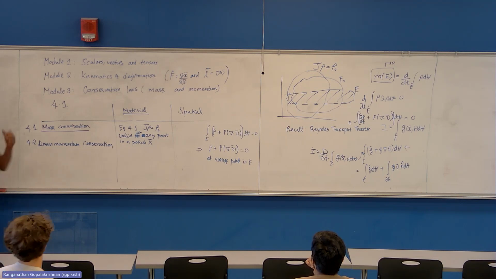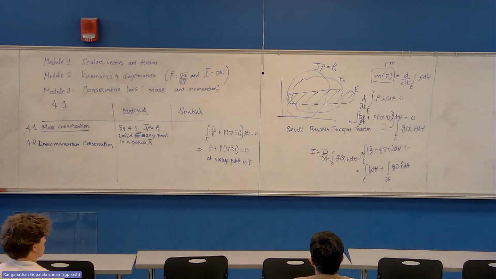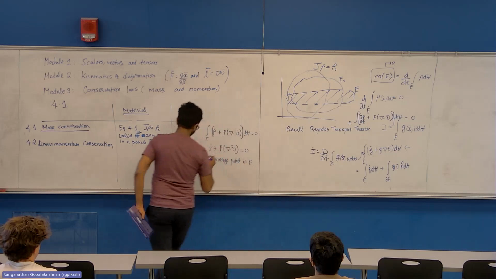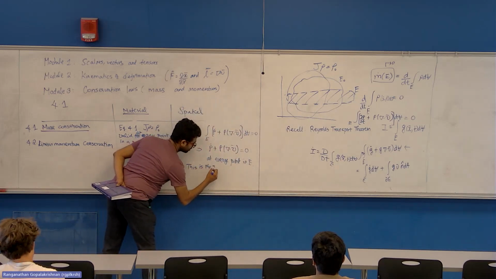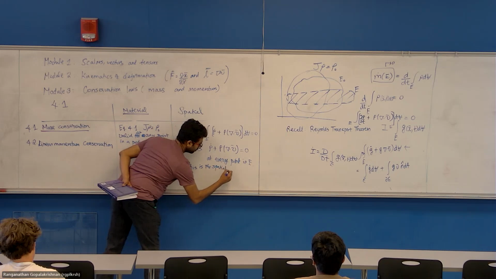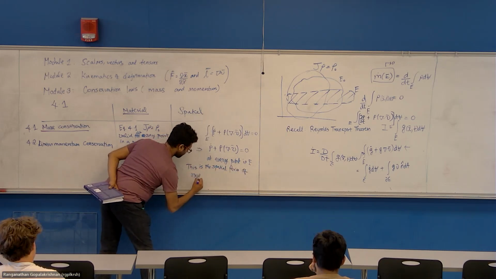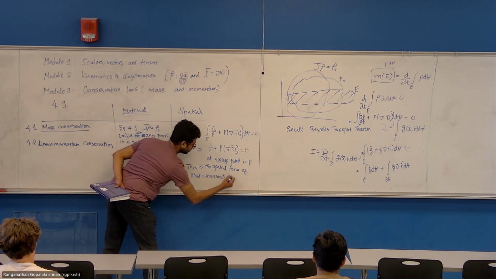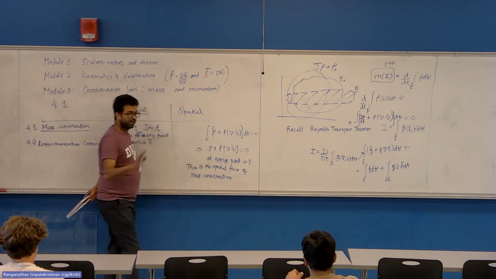Okay. So this expression here, rho dot plus rho times divergence of v, is the spatial form of mass conservation. At every point, this relation must be satisfied, period.